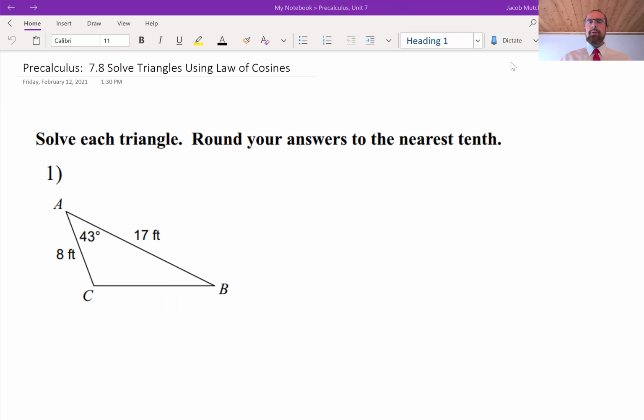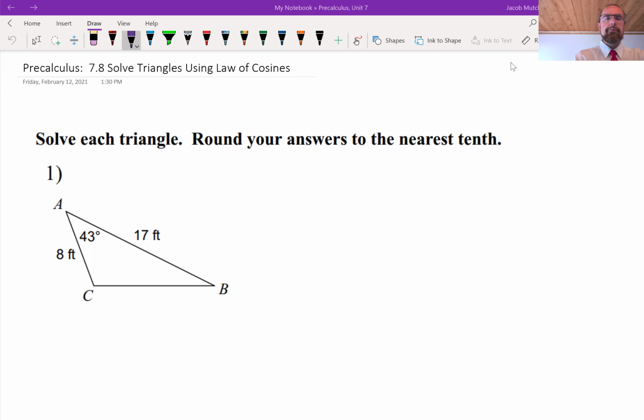Our first example is a triangle, and clearly this is an obtuse triangle. It's got one angle that's bigger than 90, and the information we have involves two side lengths, 8 and 17, and an angle measure that comes in between them, 43 degrees. And our goal here is to solve the triangle.